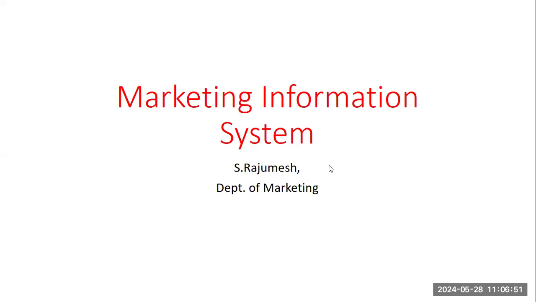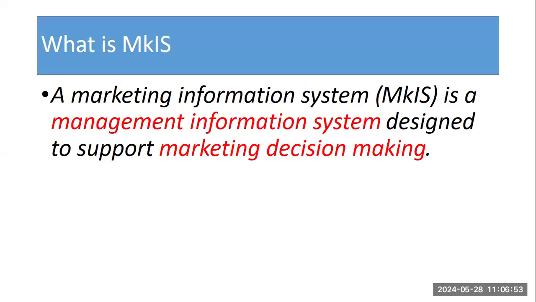So, a marketing information system, simply we can refer to it as an MkIS, is a management information system designed to support marketing decision making. Initially, it was a system developed to support the management. That's why it was referred to as a management information system.